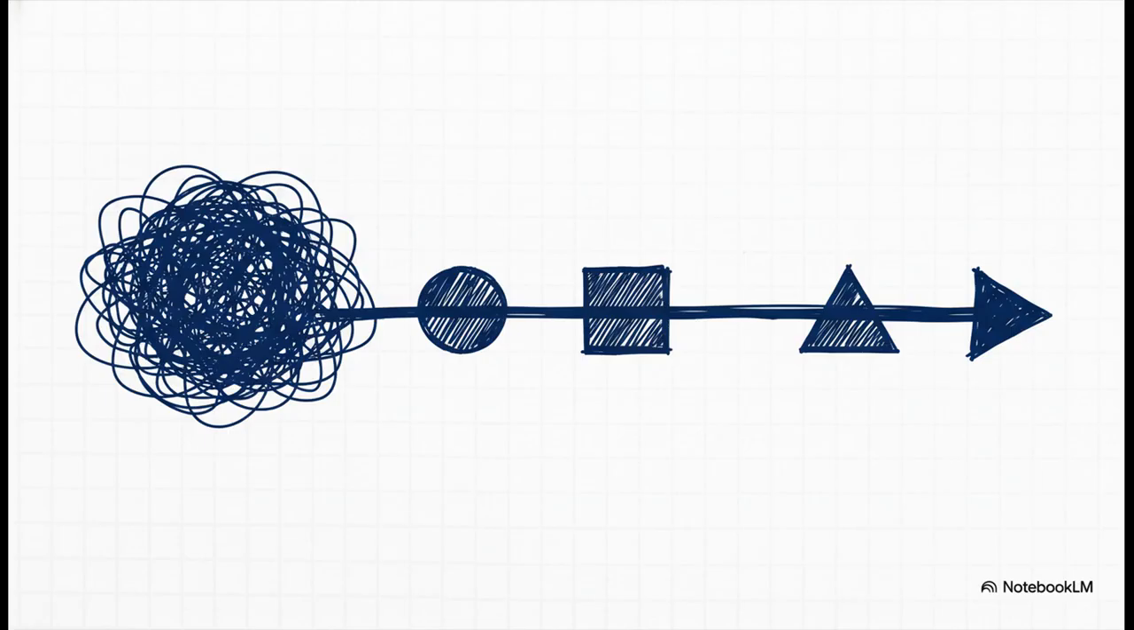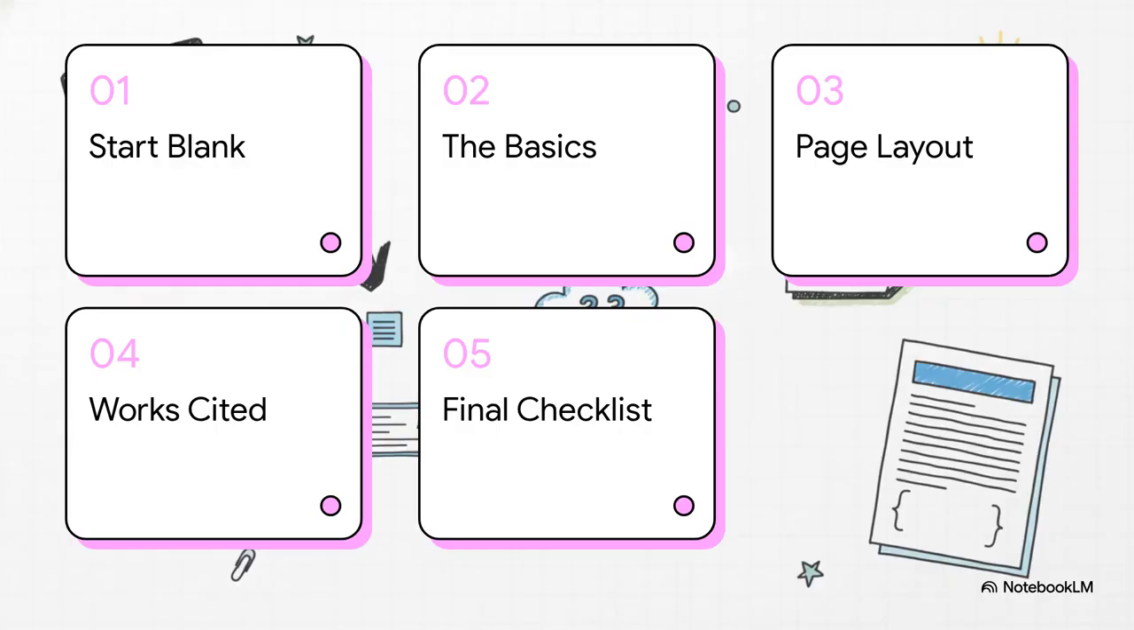Let's get this done. So, here's our game plan. We'll start with a completely blank document, get the basic font and spacing right, then perfect the page layout with margins and headers. After that, we'll master that tricky works cited page, and we'll finish up with a final checklist so you know you've got it right.